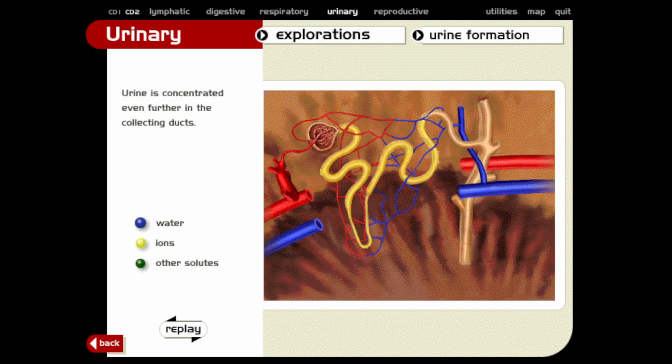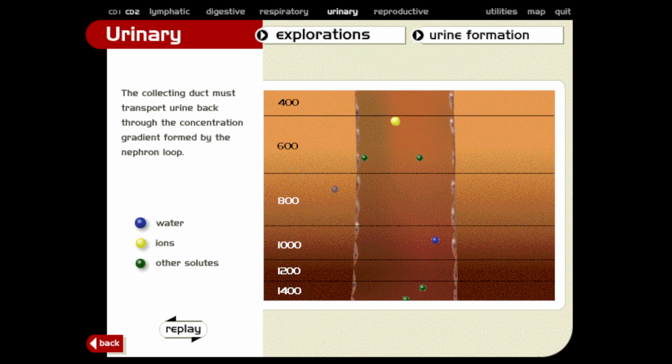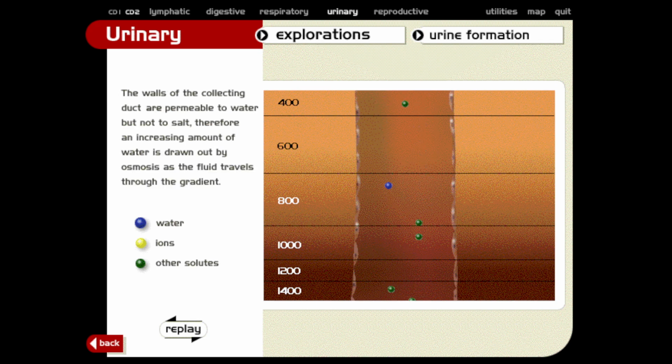Urine is concentrated even further in the collecting ducts. The collecting duct must transport urine back through the concentration gradient formed by the nephron loop. The walls of the collecting duct are permeable to water, but not to salt. Therefore, an increasing amount of water is drawn out by osmosis as the fluid travels through the gradient.